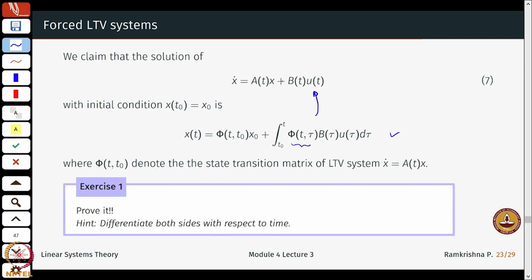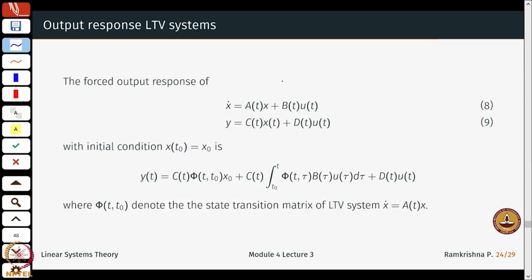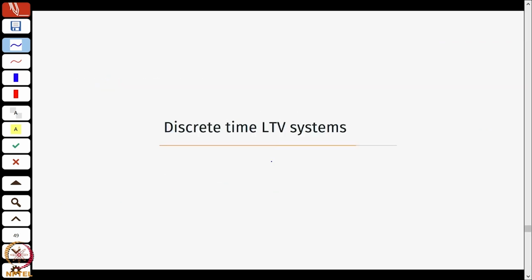Again, the steps are skipped for obvious reasons, and I would really want you to work out a few of these things by yourself to get those concepts ingrained into your mind. So once I know x, once I know the solution, I can always compute what is the output. That is again a very straightforward extension of things that we have been talking about so far.